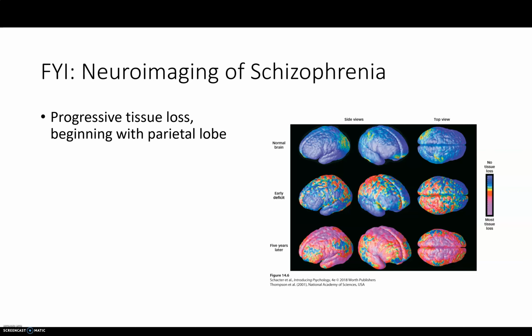Schizophrenia appears to be associated with progressive tissue loss. These show normal brains, and then brains that show an early deficit, kind of early signs of schizophrenia, and then 5 years later, there's much greater tissue loss. The brain loses tissue with age normally. Synapses that aren't being used, connections between neurons that aren't being used much get pruned back, it's called, and so you will have tissue loss that is just normal with advancing age, but it seems to be pathological in schizophrenia, so that might be part of the explanation for the underlying biology.